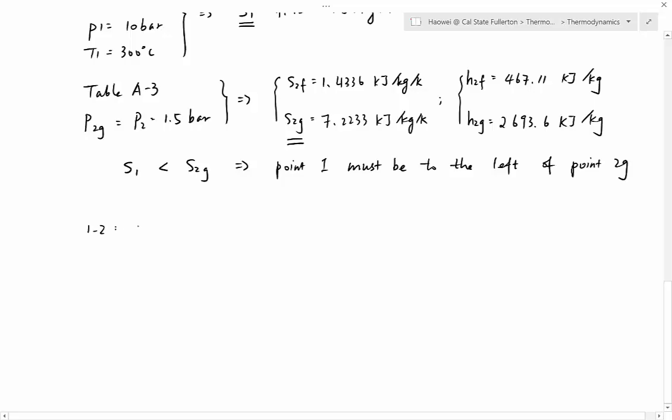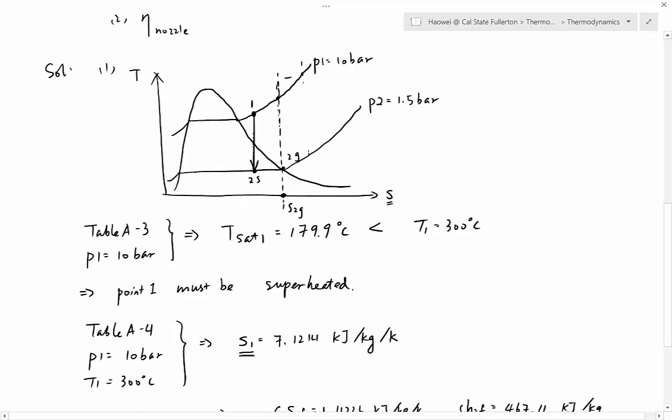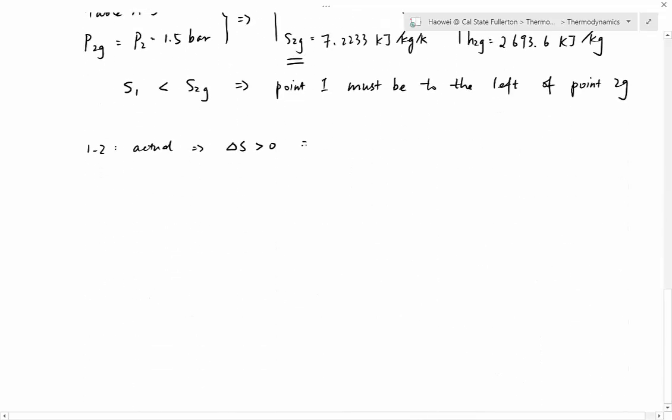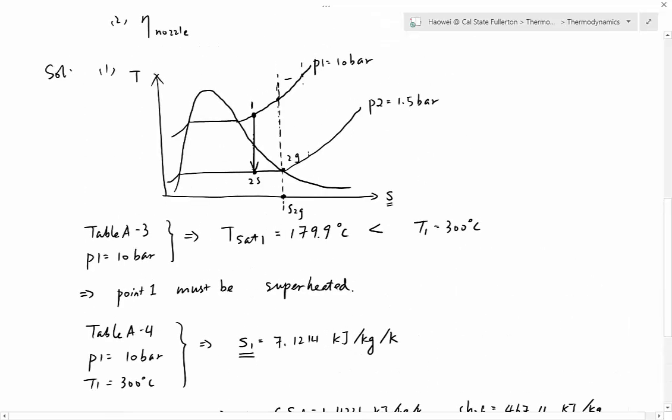1 to 2 isn't the actual process. If it is an actual process, entropy always grows. We proved this before. So if entropy becomes bigger, 1 to 2 must be going to the right, because entropy is the x-coordinate. 1 to 2 must be to the right. Let's see if it is enough for us to fix point number 2. Let's go back to this diagram. 1 to 2 must go to the right. We know number 2 must be on the P2 line.